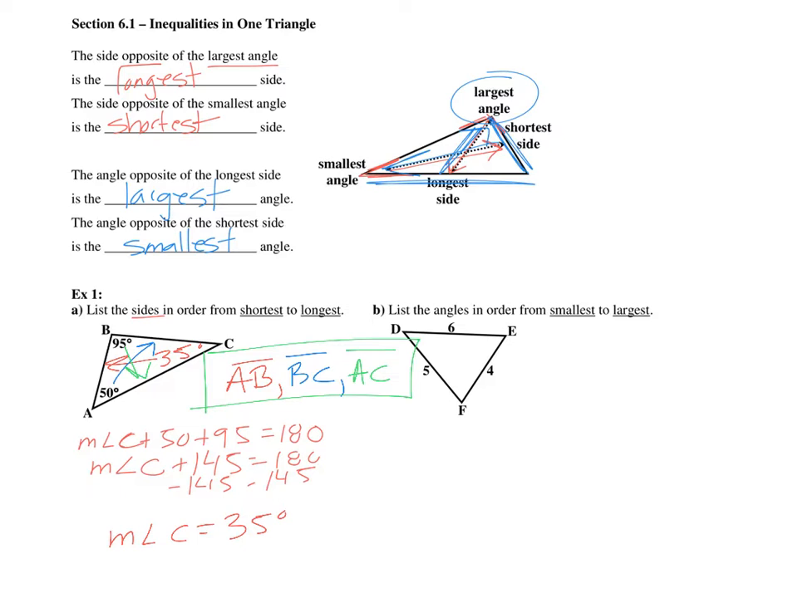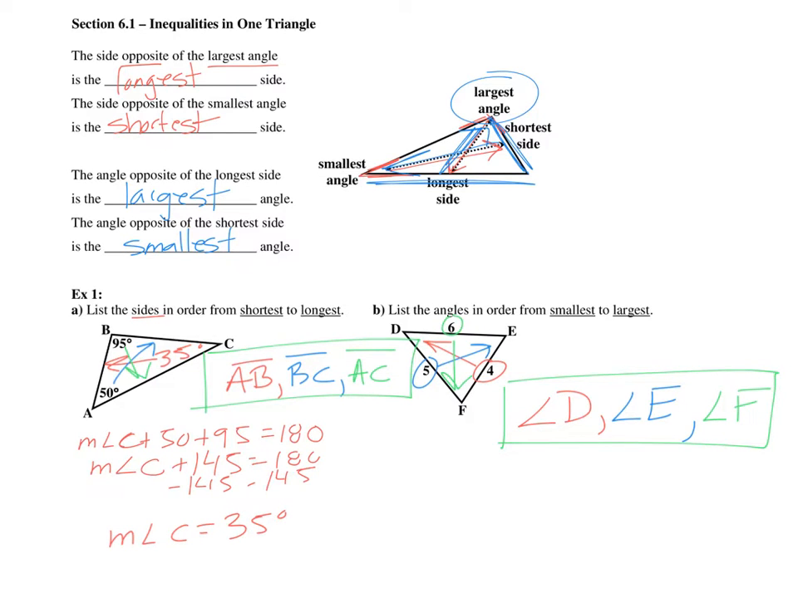All right, for part B, list angles in order from smallest to largest. Okay, we have the smallest side here. So D would be the smallest angle. Then the next side length up is 5. So E would be the next angle. And then I have 6. So F would be the largest angle. That's all there is to it. Done.